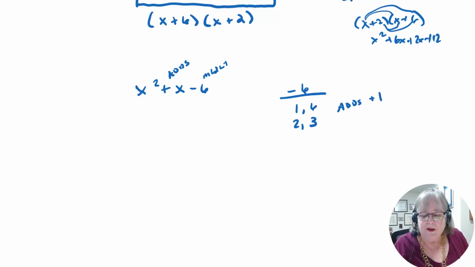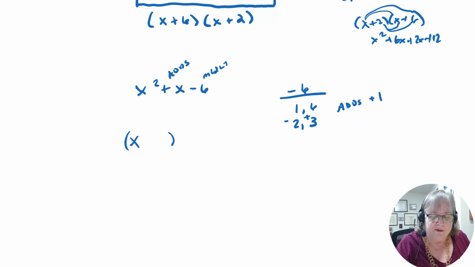All right, so that means I have more positives when I get through adding. So it'd be plus 3x minus 2. So I know there's an x here and an x here because it's a lead coefficient of a 1. And to multiply to a negative 6 and add to a plus 1 would be a minus 2 plus 3.